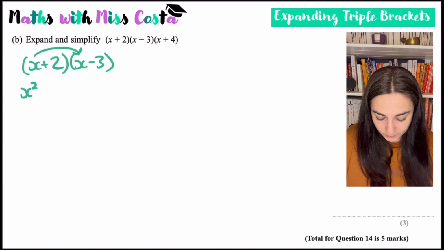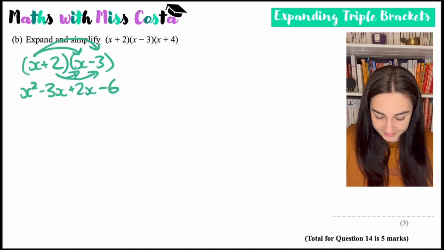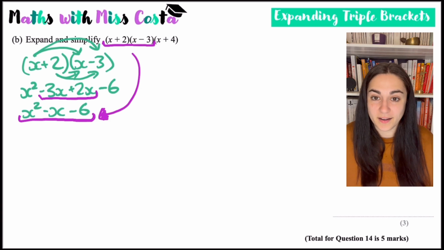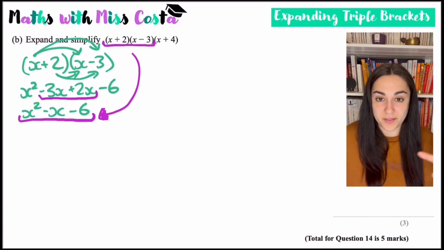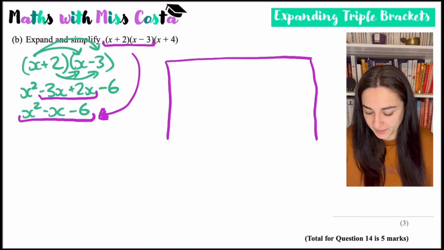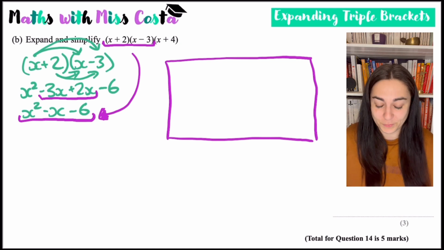So x times x is x squared, x times minus 3 is minus 3x, 2 times x is 2x, and 2 times negative 3 is minus 6. We can simplify that. So minus 3 plus 2 is minus 1. So my first bracket, I know, expands to this. Now the next part, once we're dealing with the third bracket, the best thing to do is to put it in a grid, because the amount of people that just miss one term out by accident is unbelievable.